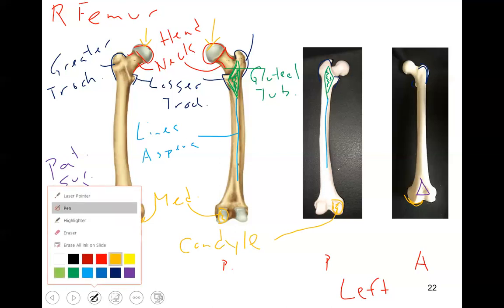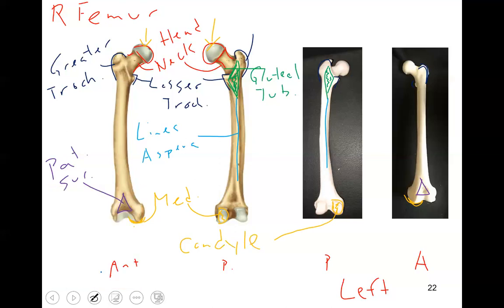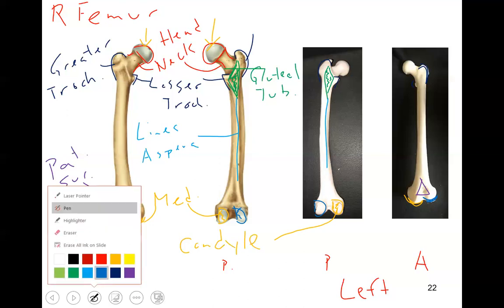Okay, on the other hand, we have the lateral condyle. All right, again, a smooth articular surface on the lateral side of the bone. Okay. See, one more pair of structures on these bones before I teach you about left versus right.